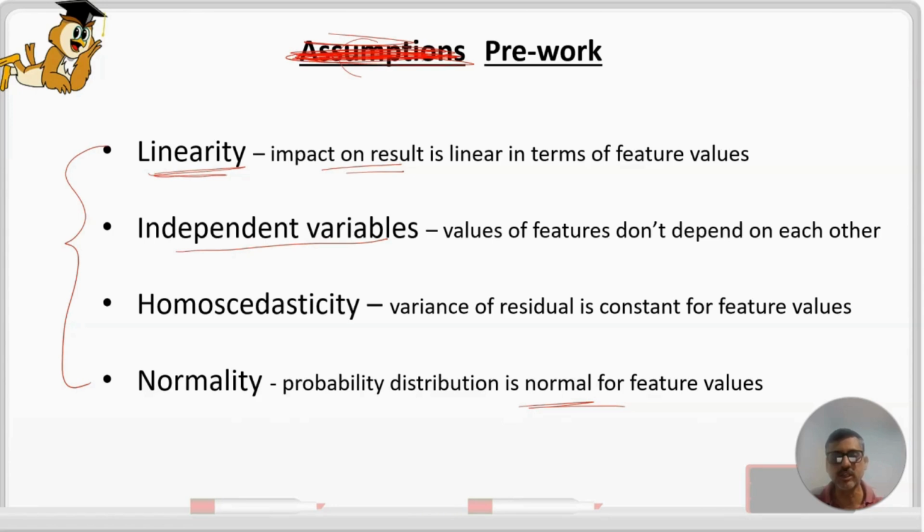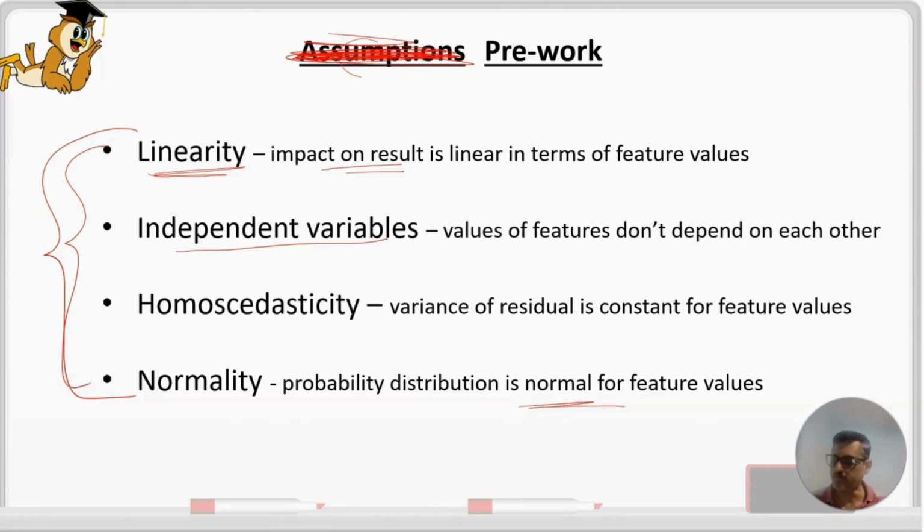That was your responsibility. So these things should be called pre-work, and they should not be called assumptions. We will not call them assumptions. We will do the best we can to ensure that this is true about the feature variables that we choose in our examples or in the problems that we want to solve at work.